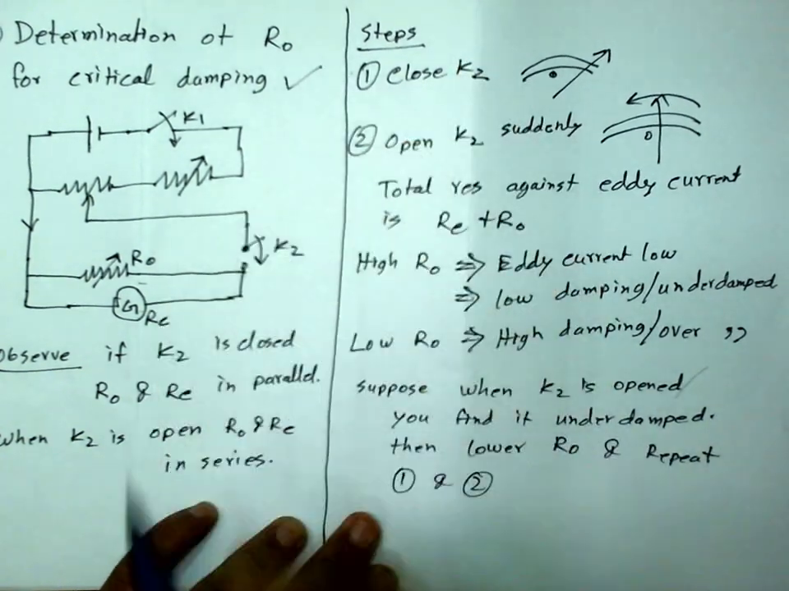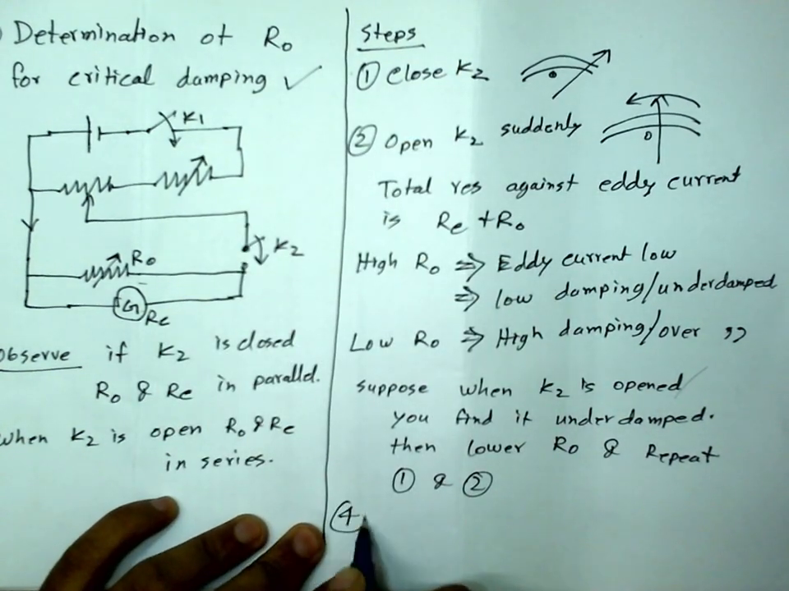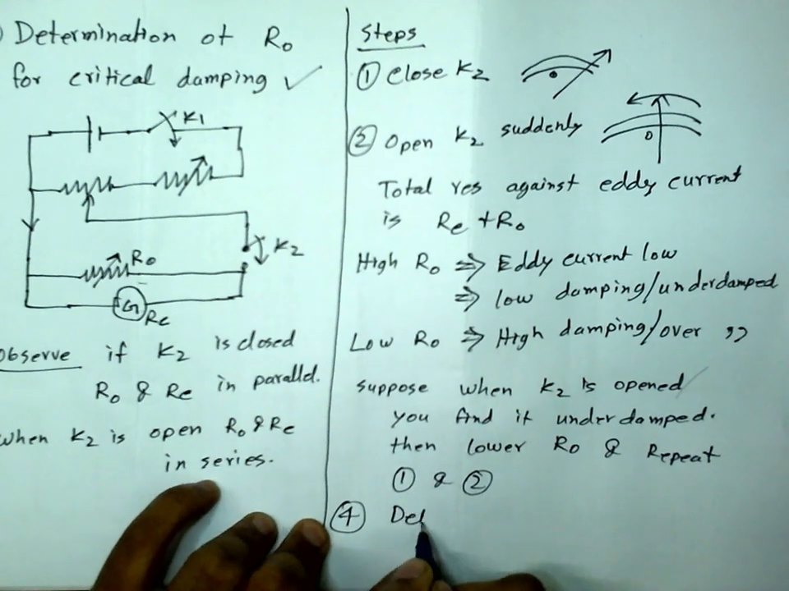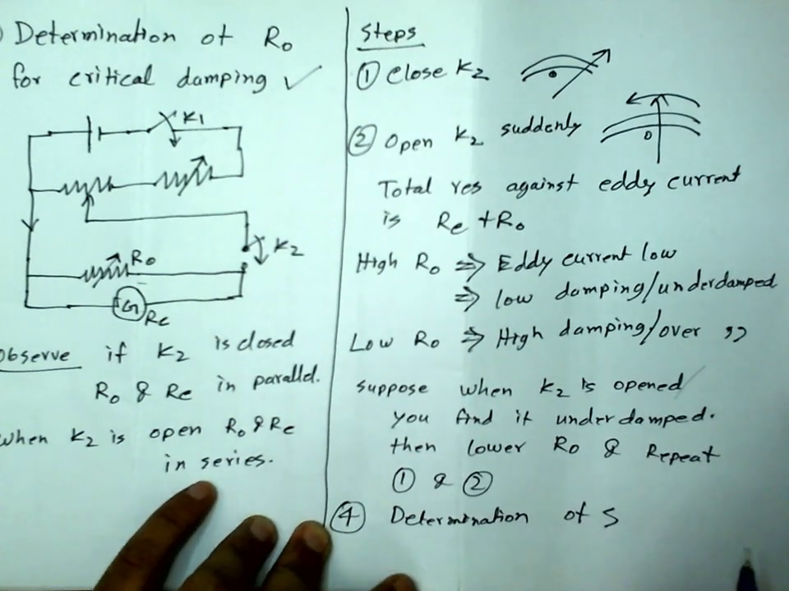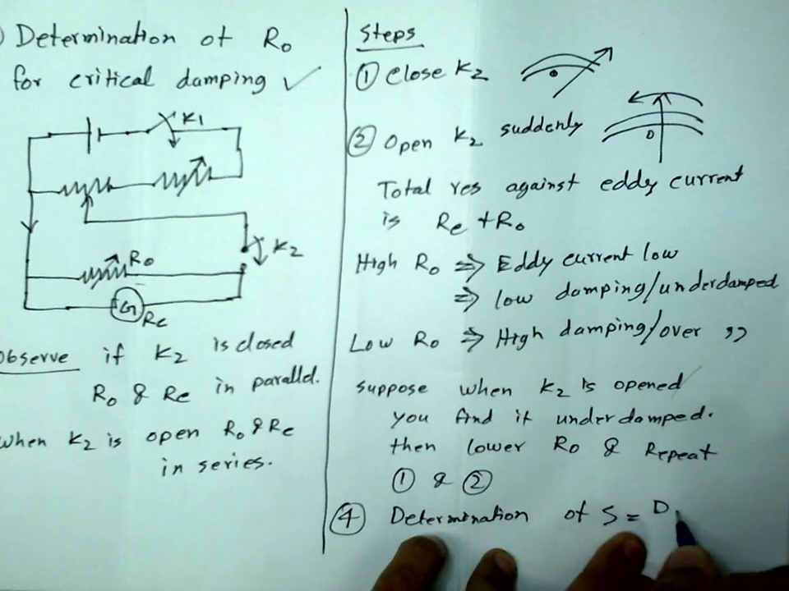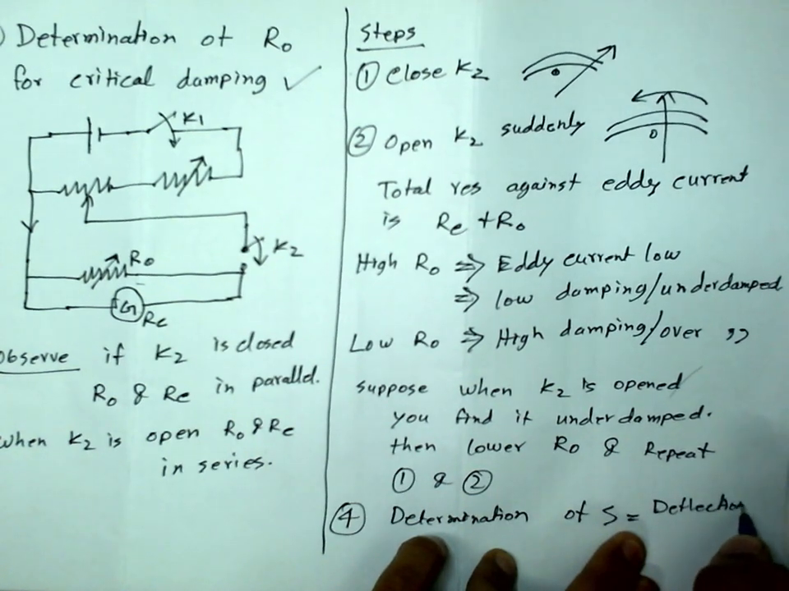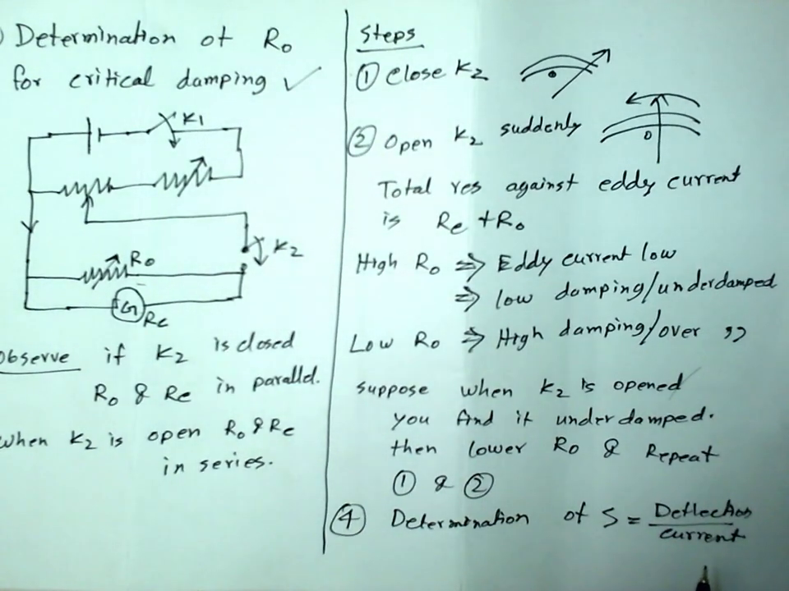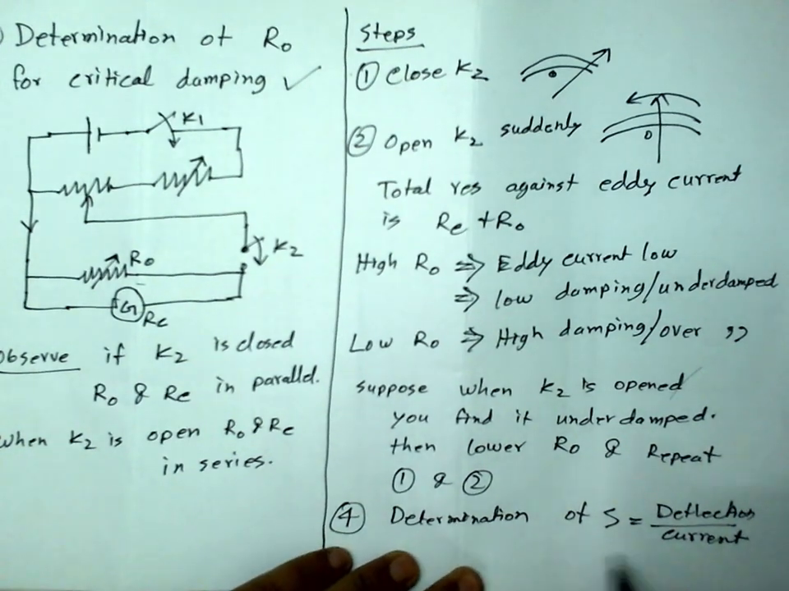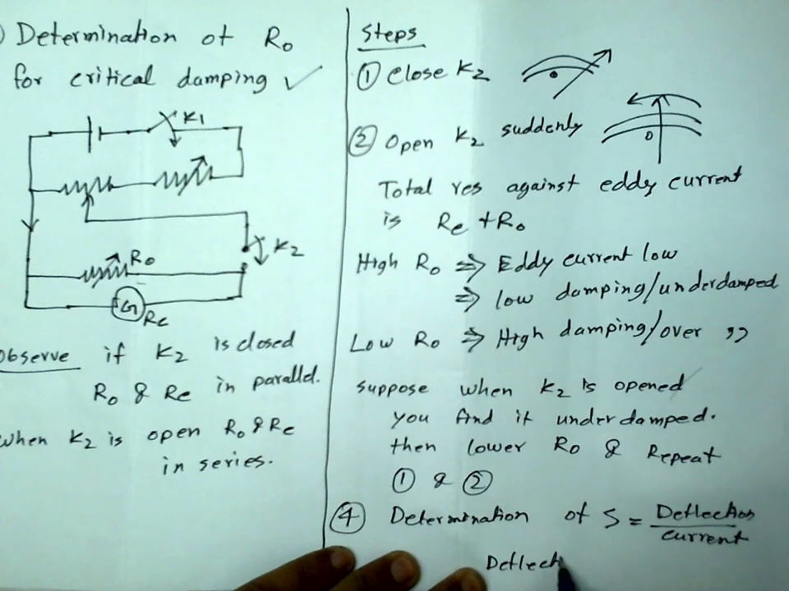So this is done. The final unknown that we need to know is S, determination of S, the sensitivity. This is nothing but deflection per unit current. So this is easiest, I need not talk about it much. You just need to have some known current flowing through the galvanometer and observe the deflection angle. So measure this deflection. Remember, deflection in radian.